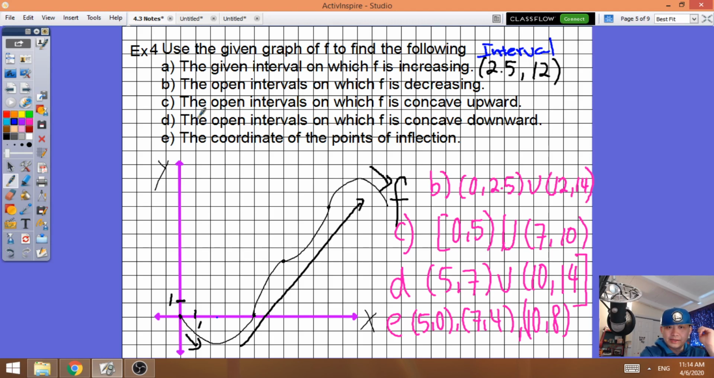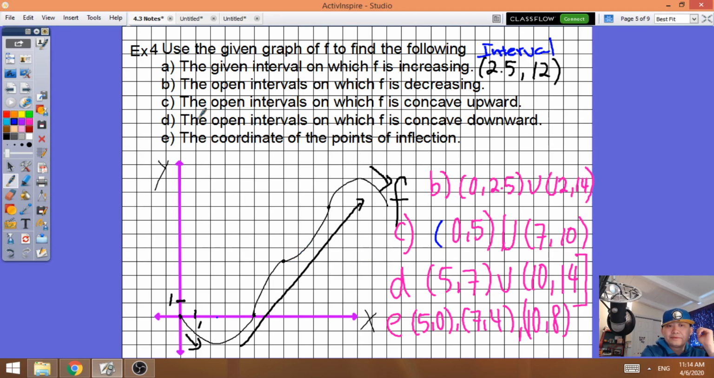And then for part C, the open interval on which f is concave upward. From 0 to 5, that's part of it, concave upward. This is supposed to be an open interval from 0 to 5. And then also 7 to 10. Count it: 7, 8, 9, 10. It's also considered concave upward.